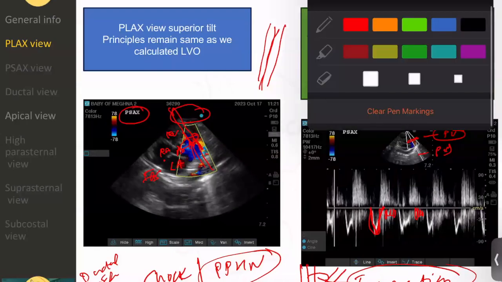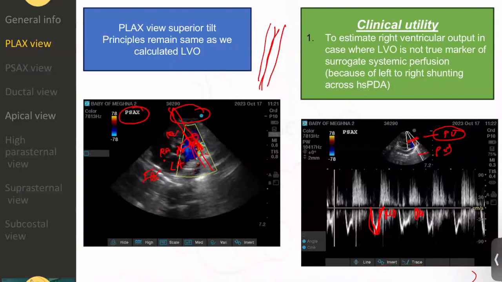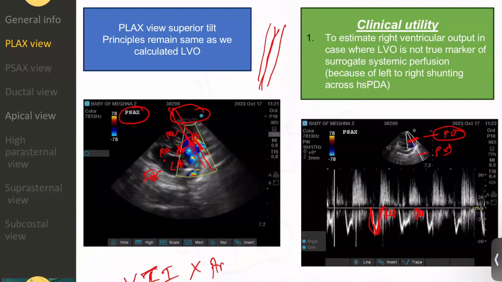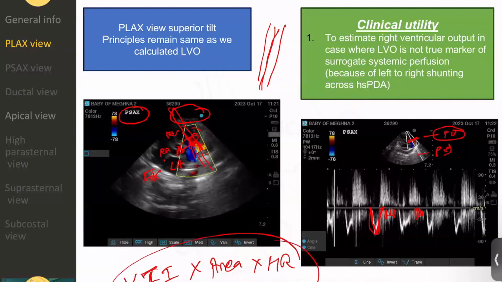And what was the formula? The formula was, so that I'm repeating it so that it gets revised with you guys. So the purpose is so you get more and more repetition. So the formula was VTI into area. Area you will calculate after diameter, pi d square by 4, into heart rate divided by weight. Okay. So remember this area, and by the help of this, you can calculate the right ventricular output.